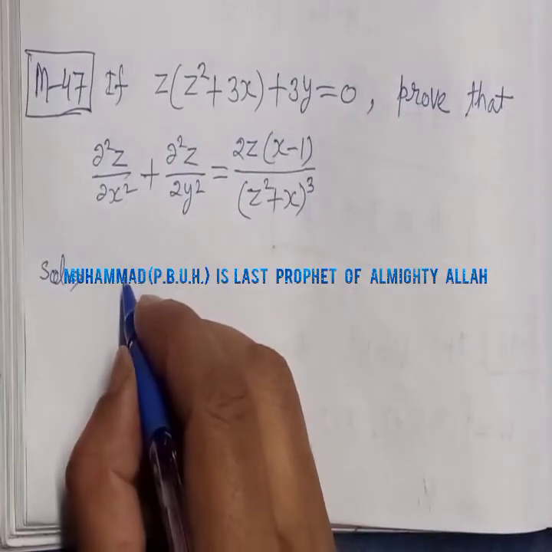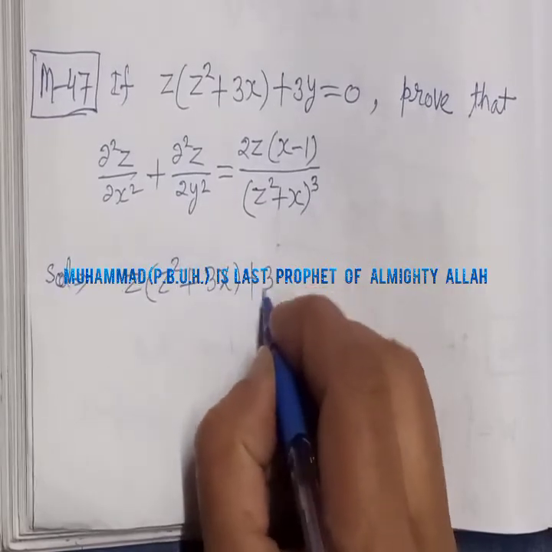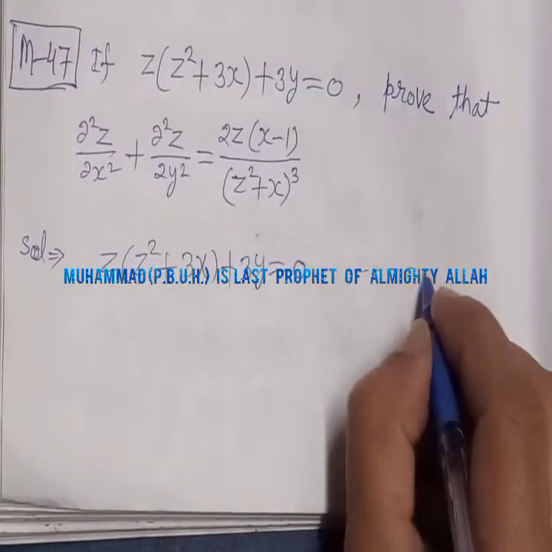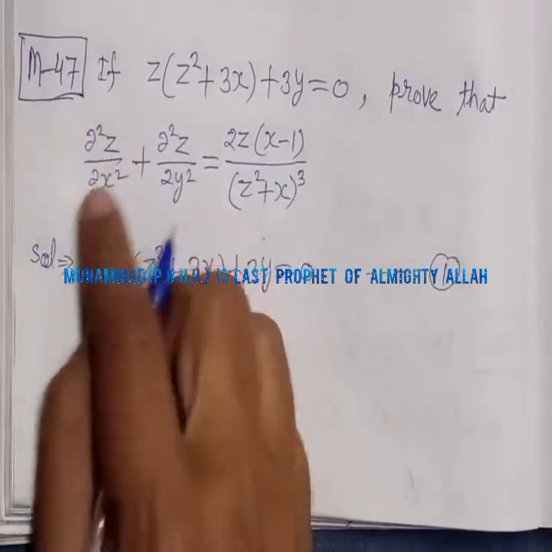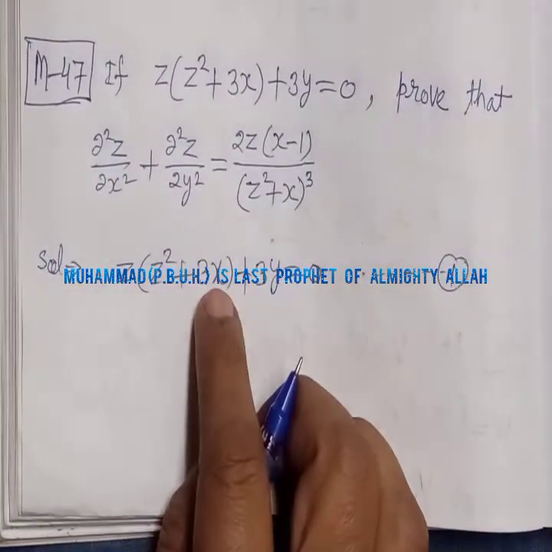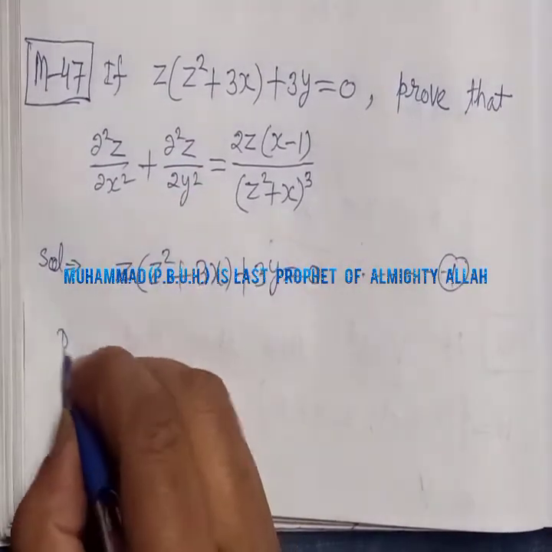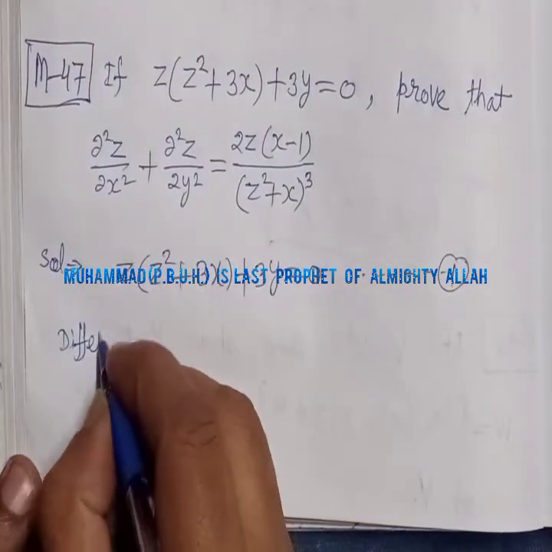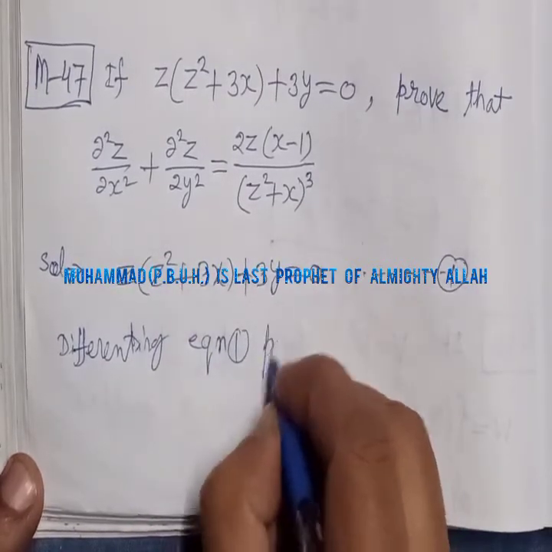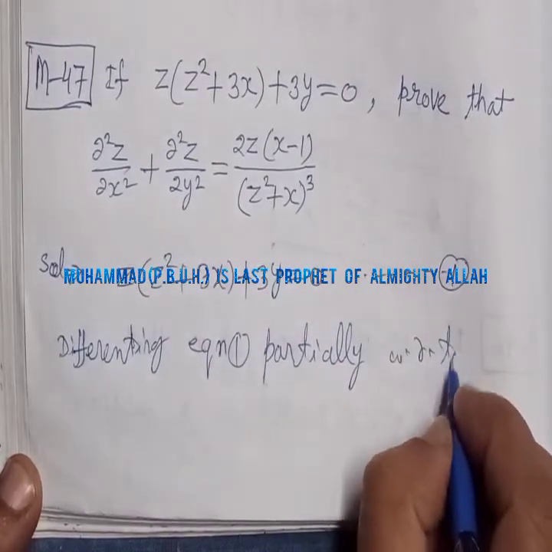We are given that z square plus 3x plus 3y is equal to 0. I write it as equation 1, and for finding the value of this I differentiate it with respect to x partially first, then y. Differentiating equation 1 partially with respect to x.